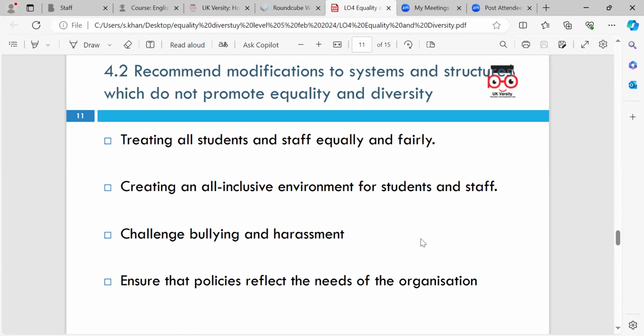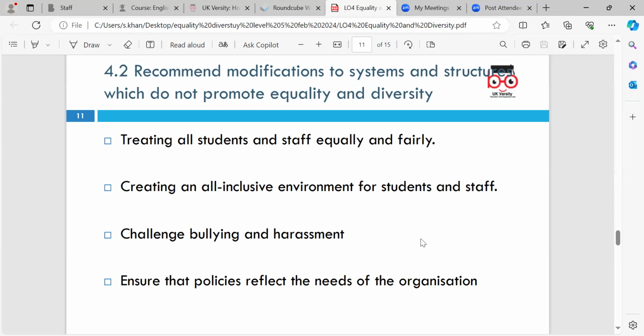So we should be the individuals that are challenging it, but also if we see it happening, we should address the issue and follow the right protocols to challenge it, but also try to implement the policies.